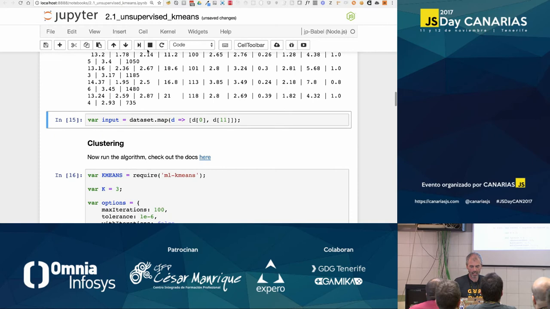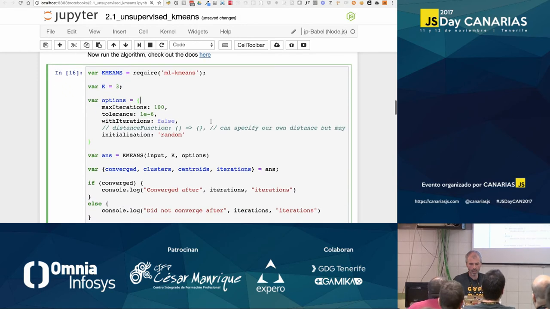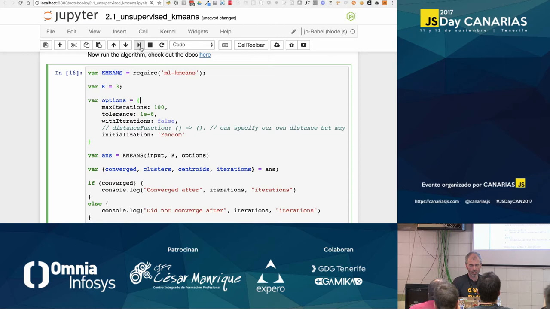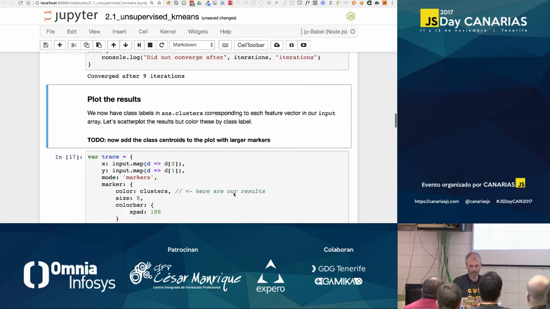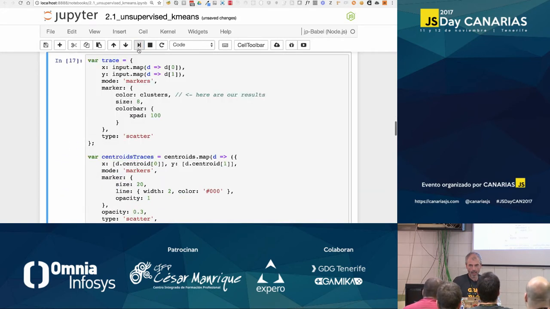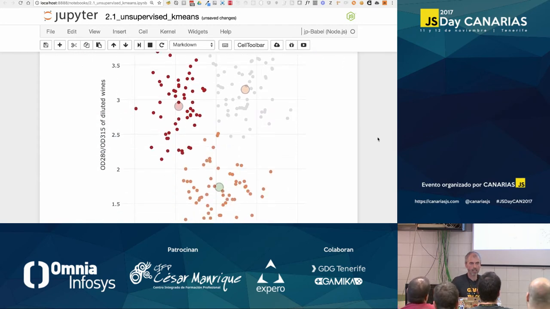So let's just load our data, pull out alcohol and the OD metric, and then run our clustering. We're only doing 100 iterations here, and it's done. It actually converged after 9, because it's such an easy data set. We then plot out the answers and the separation, and it just did the job that I did.